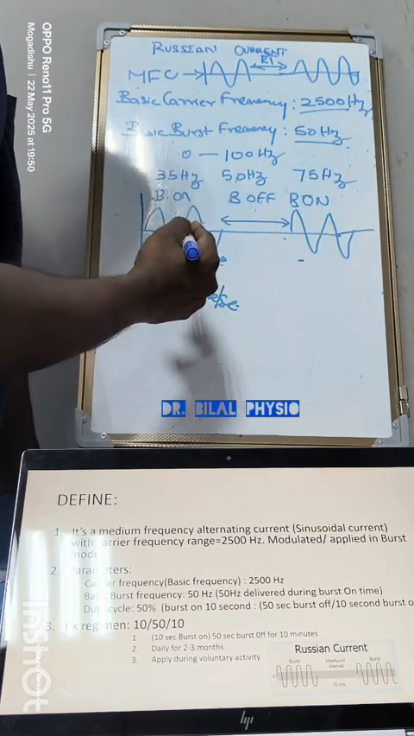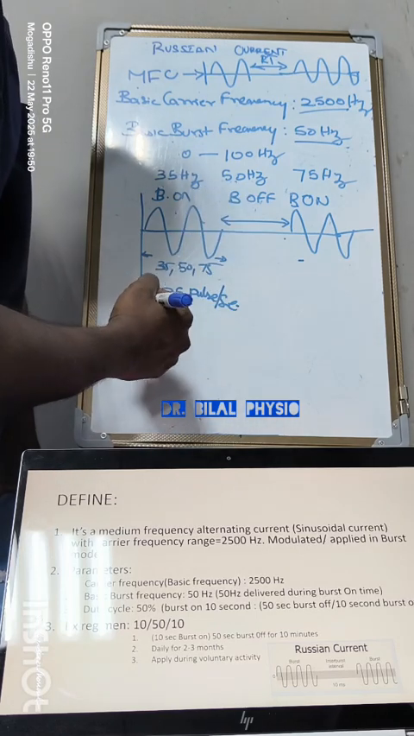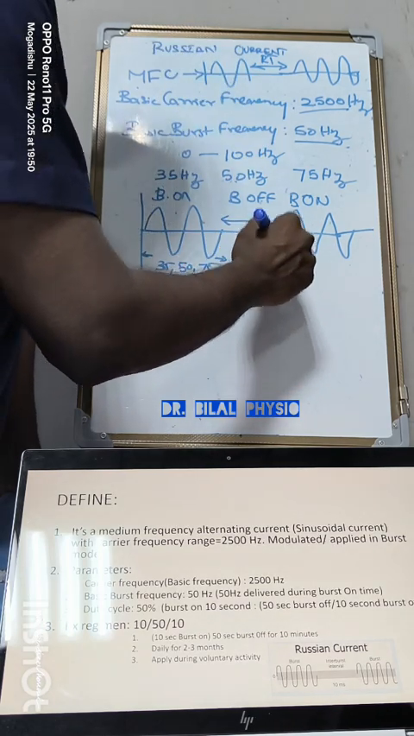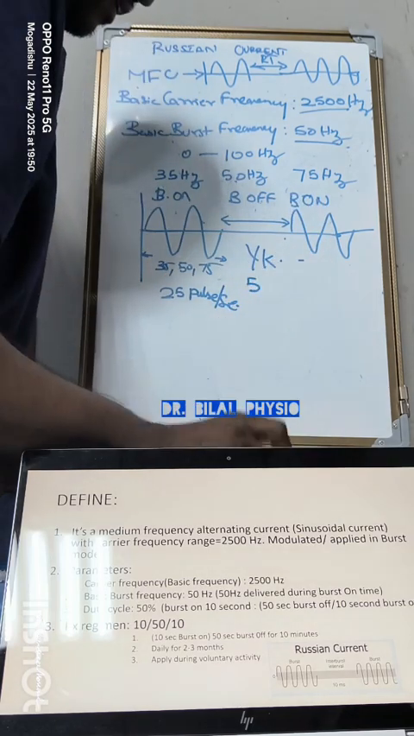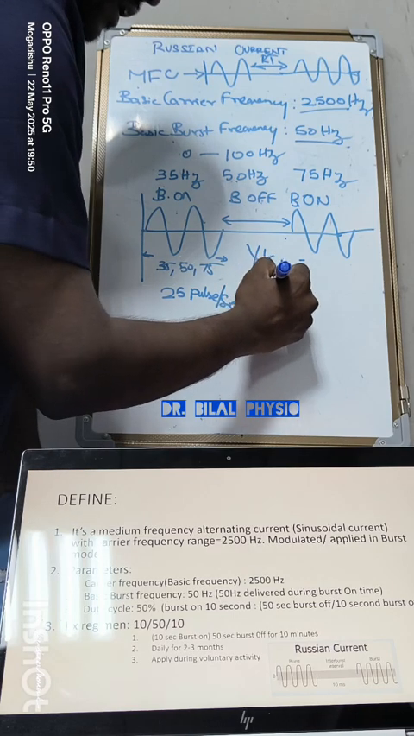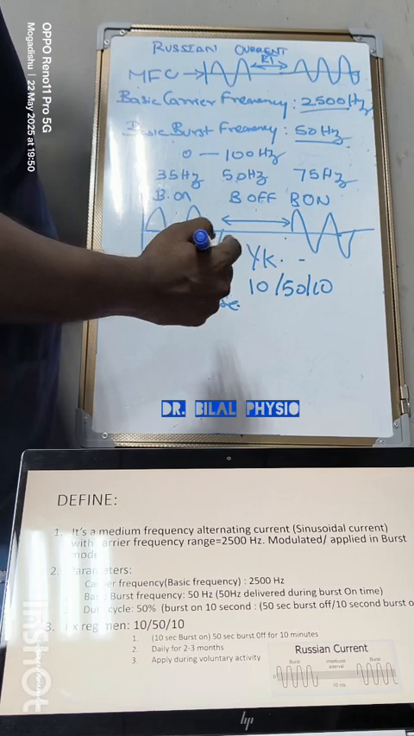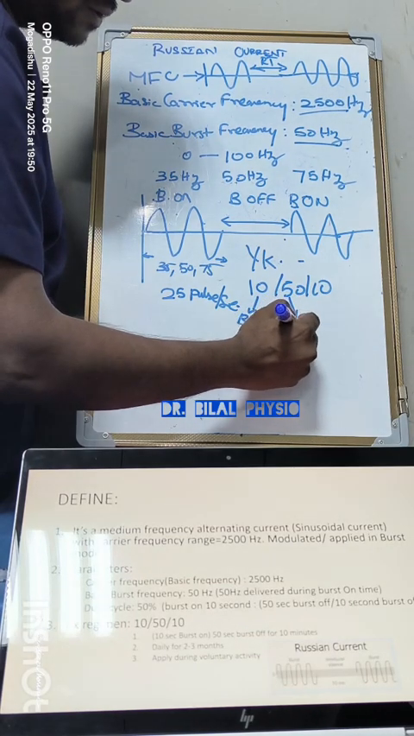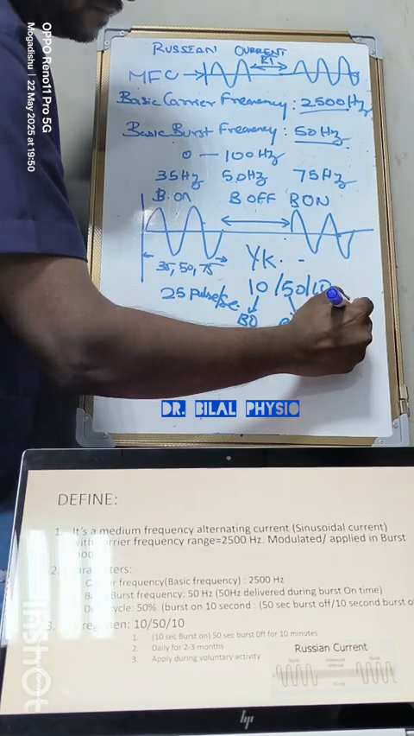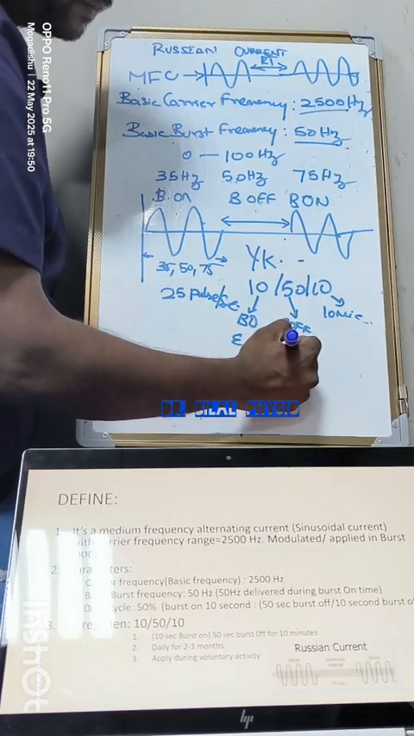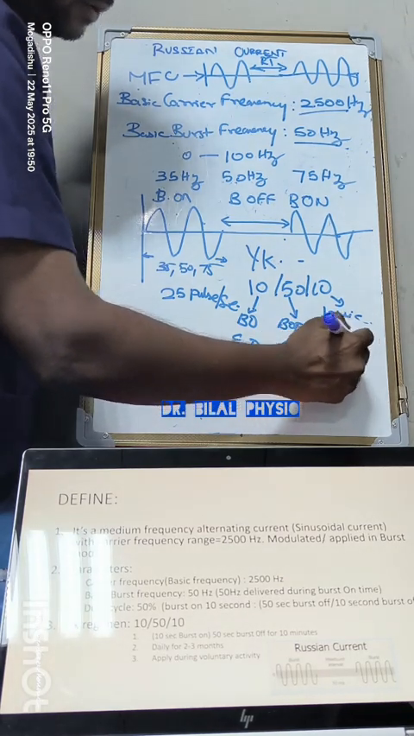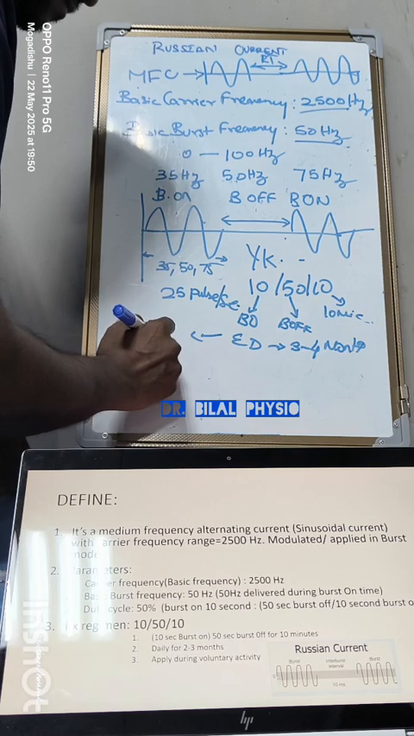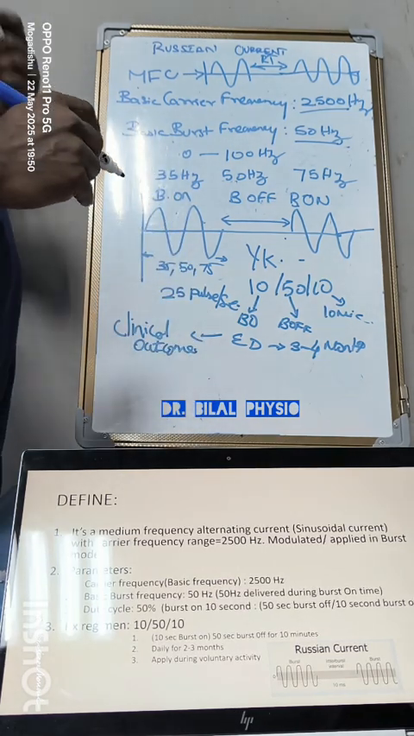This on and off time for a burst mode may differ for various clinical conditions, but the basic treatment regime that Mr. Kots initially applied to the patient is 10, 50, 10, which means 10 seconds burst on, 50 seconds burst off, for 10 minutes every day for a period of 3 to 4 months to get the clinical outcome which we require.